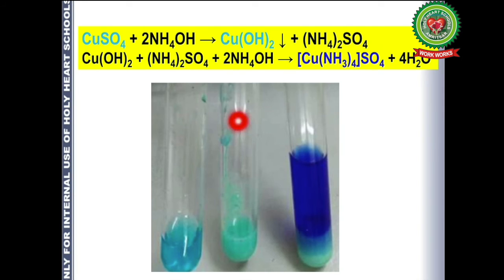Now to this solution, that is test tube 2, if you add excess of ammonium hydroxide, you get a deep inky blue solution. So there is a formation of a complex, that is tetraamminecopper(II) sulfate, along with water molecules. The precipitate dissolves, and the coloration which we obtain is deep inky blue. We need to remember that copper hydroxide color is pale blue and the soluble complex which is formed is deep inky blue. So in excess addition of ammonium hydroxide, the precipitate of copper hydroxide is soluble.